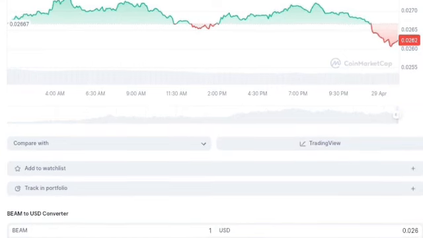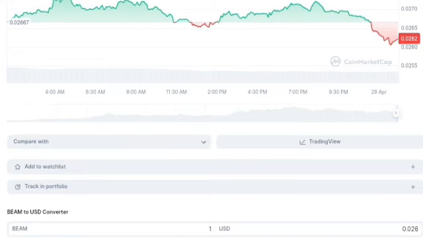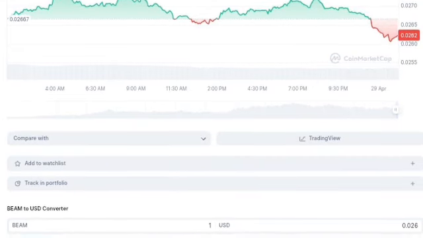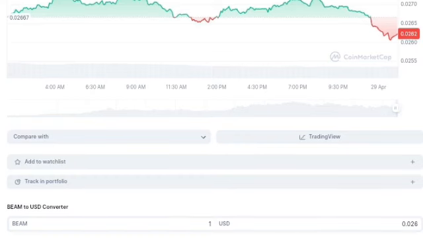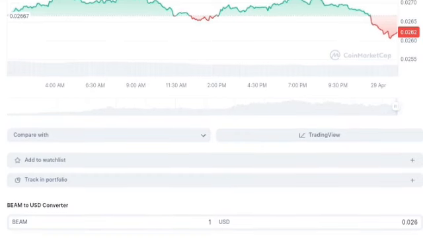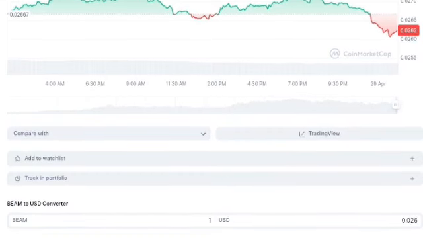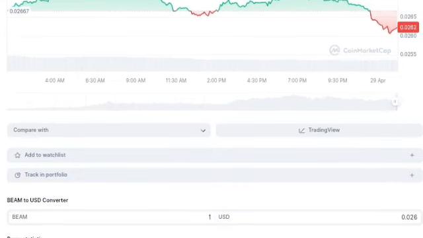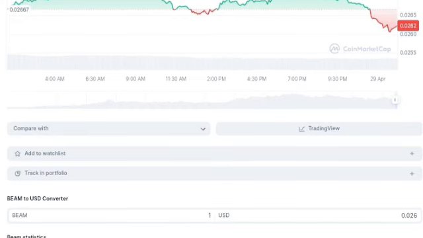Yet, it's essential to remember that the world of cryptocurrencies is unpredictable. While these factors might contribute to a resurgence, there's also the possibility that Beam could continue its downward trend. The volatile nature of cryptocurrencies means that anything can happen, and investors should always be prepared for all outcomes.